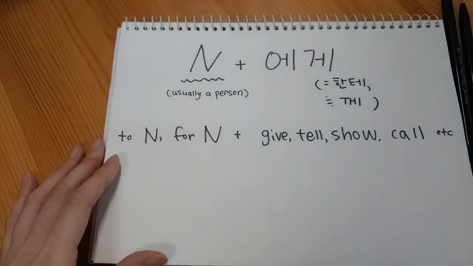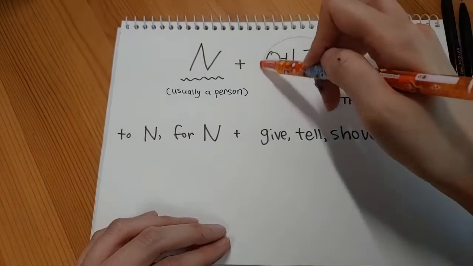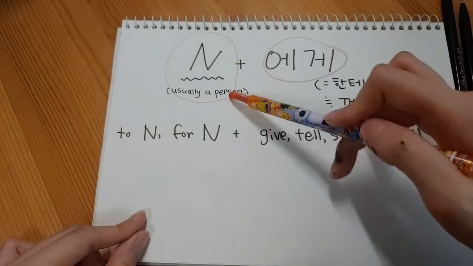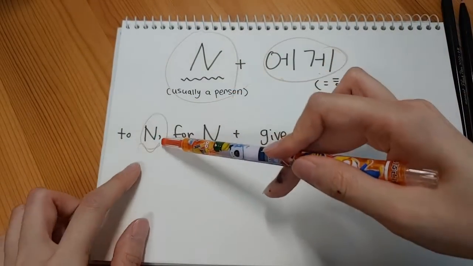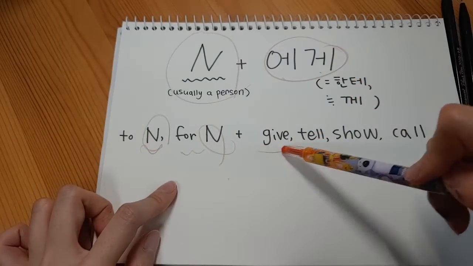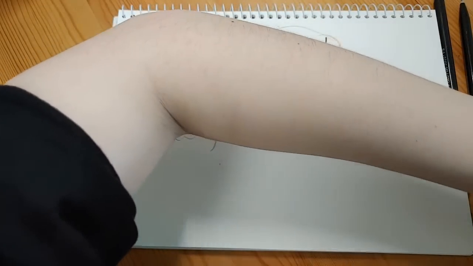So we learned. Oh, actually, we don't need further explanation on this, right? Because we already learned that 에게 is followed by a person noun, and it means to that person, and for that person, right? And it's usually followed by the verb give, tell, show, call. So yes, we don't need further explanation. So that saves us some time to do quizzes.